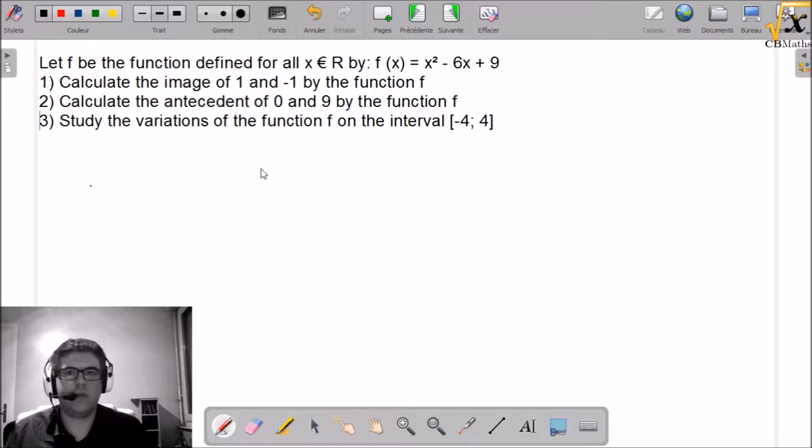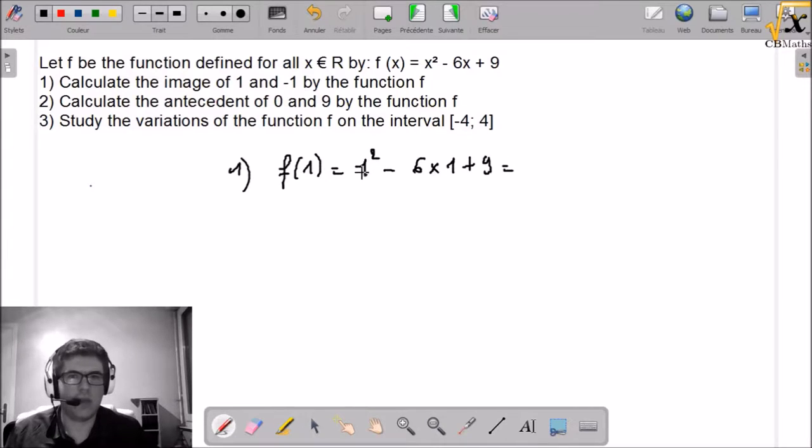So, the image of 1 by the function f is f of 1. Replace x by 1: 1 squared minus 6 times 1 plus 9. 1 minus 6 is minus 5, plus 9 equals 4.